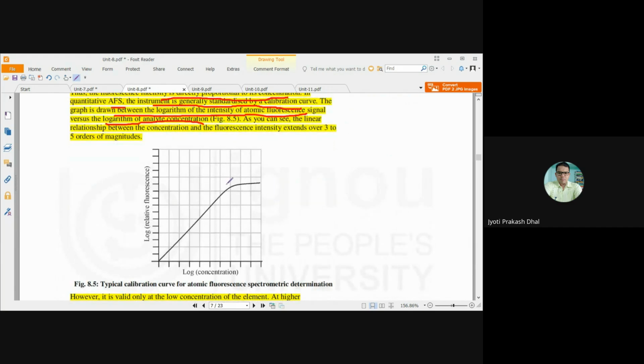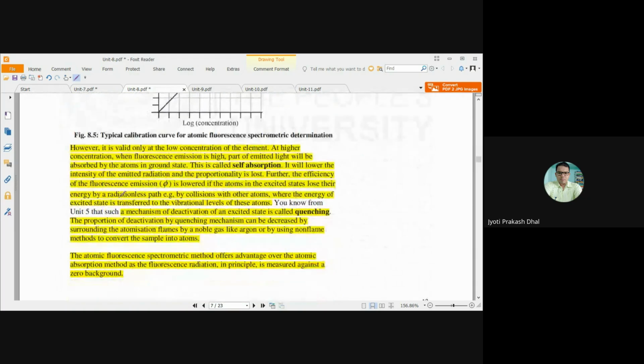You can see the linear relationship between the concentration and the fluorescence intensity extends over 3 to 5 orders of magnitude. However, it is valid only at low concentration of the element. At higher concentration, when fluorescence emission is high, part of the emitted light will be absorbed by the atoms in the ground state. This is called self-absorption. It will lower the intensity of the emitted radiation and proportionality will be lost.